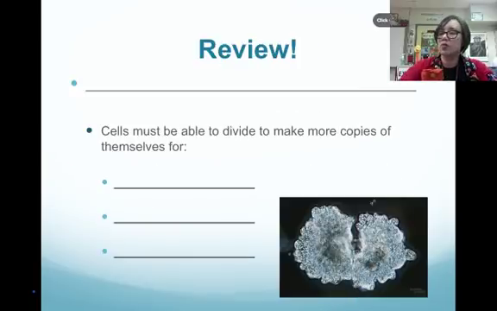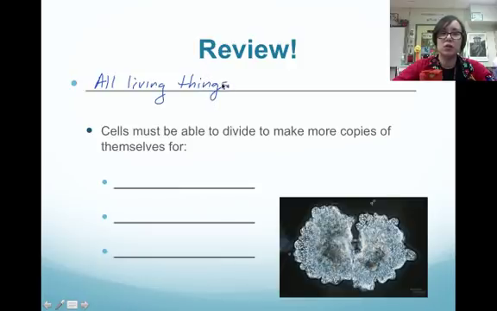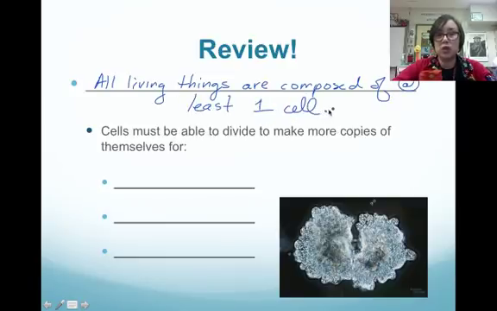Quick review before we move on. The first thing that I want to remind you of is the key component of the cell theory, that all living things are composed of at least one cell, which we've talked about really since the very beginning of the year. Now, if all living things are composed of at least one cell, that means all living things have to be able to divide to make more copies of themselves in order to ensure that three things can happen for that individual or for that organism.